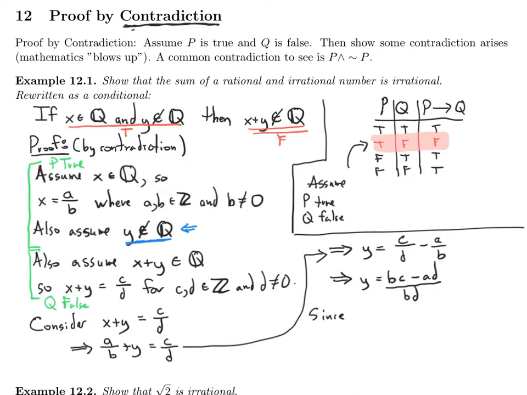So we know that bc minus ad, and of course b times d, that's just the product of two integers. So that gives us an integer. So we know those are both integers. And we know that b times d isn't 0, since b and d are both non-zero. Remember, we assumed that. b was non-zero, and d was non-zero. Well, what do we have? We just wrote y, indeed, as a rational number.